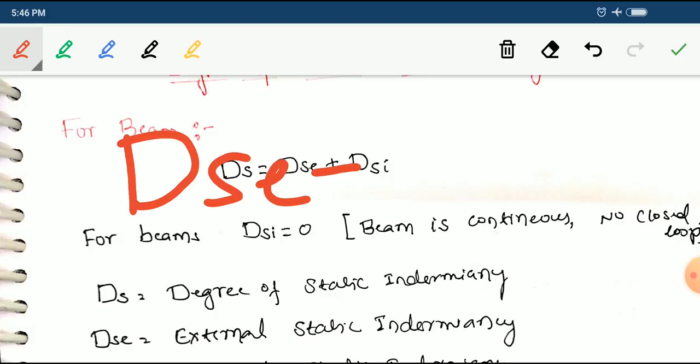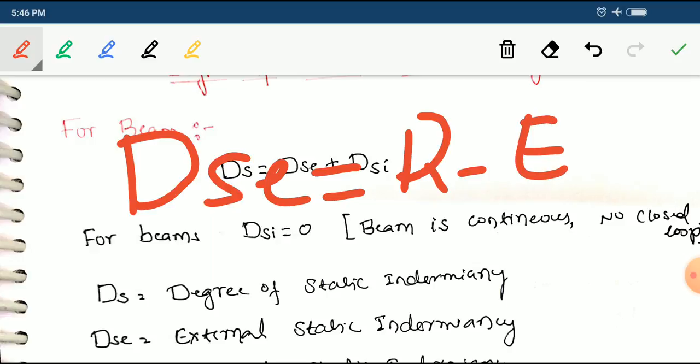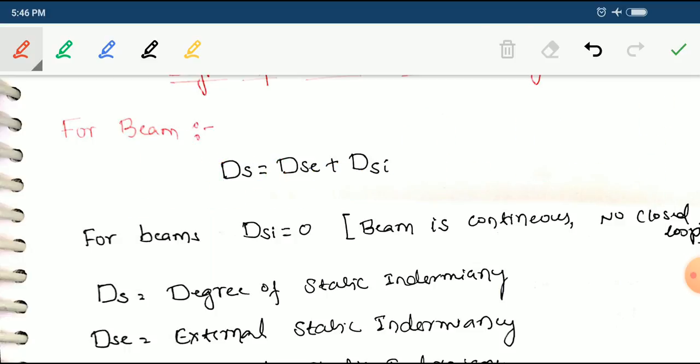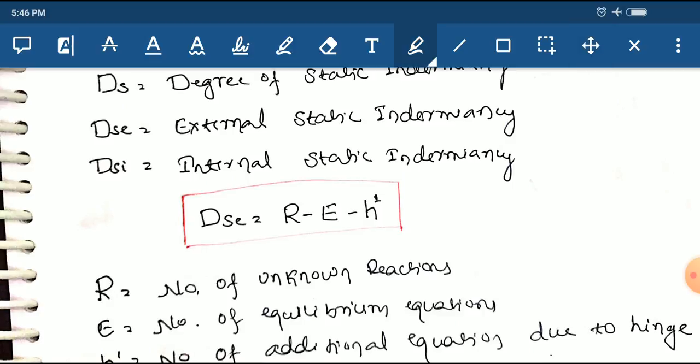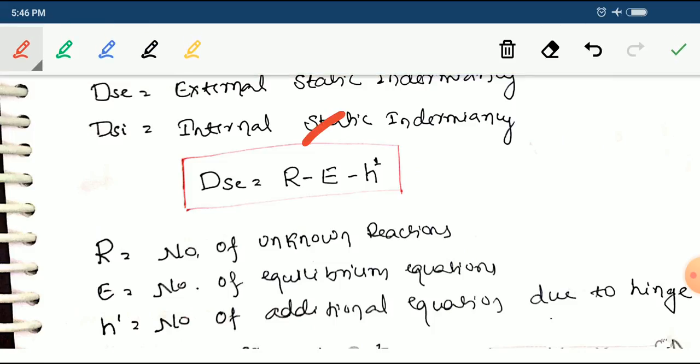To calculate the DSE, the formula is R minus E minus H dash. Just here it is written. Okay, that is R minus E minus H dash. What do you mean by R? R means number of reactions, and E is the number of static equilibrium equations, and H is the number of additional equations that are required due to internal hinge.